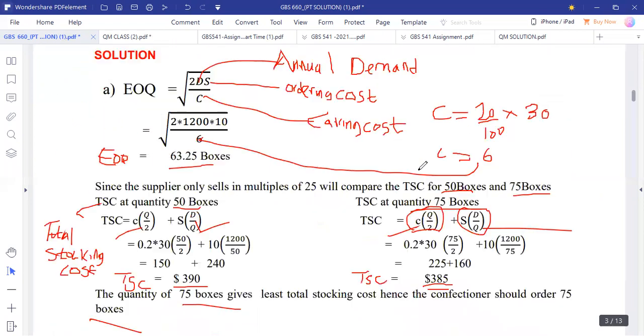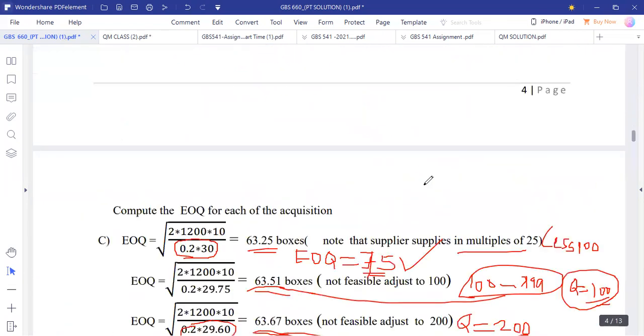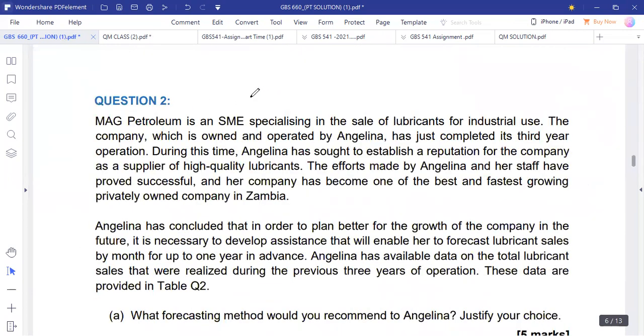So in the other class, we are going to look at question 2 of this assignment paper. This question 2 is on a different topic. This one is on forecasting. So in the other class, we are going to look at this question 2 on forecasting, to explain what forecasting is and the forecasting techniques. So we can end here for now.